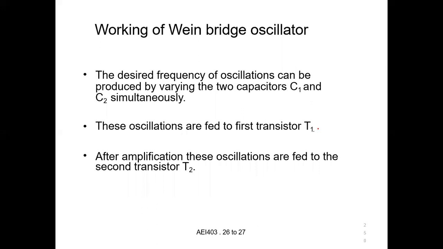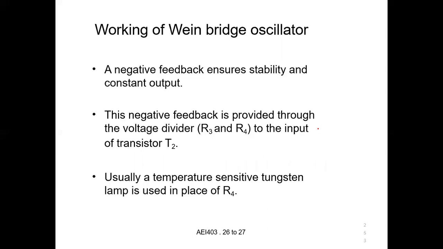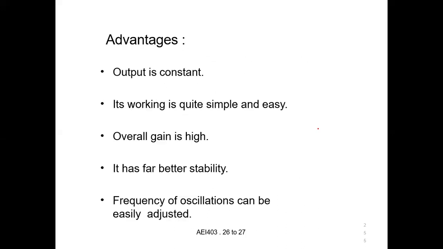The desired frequency of oscillations can be produced by varying the two capacitors C1 and C2 simultaneously. These oscillations are fed to the first transistor T1. After amplification, these are fed to the second transistor T2. So this is the working of the Wien bridge oscillator.